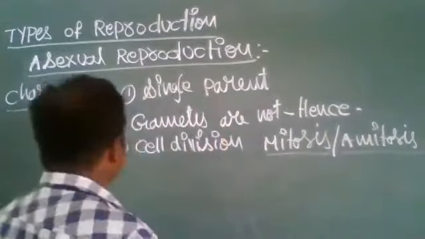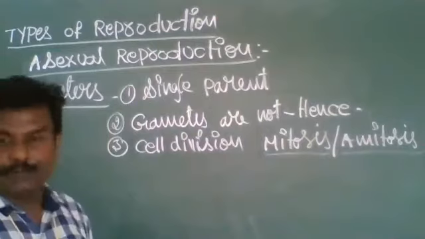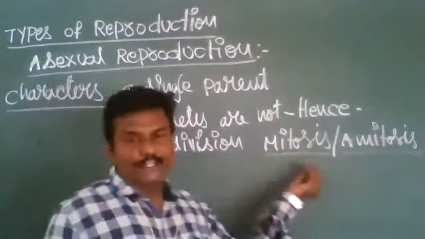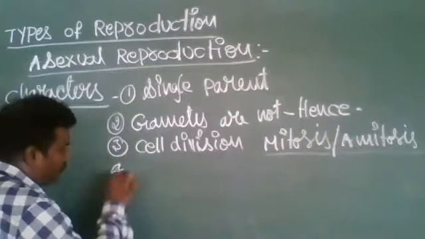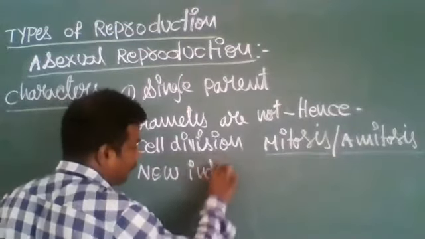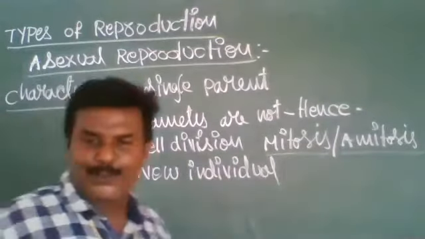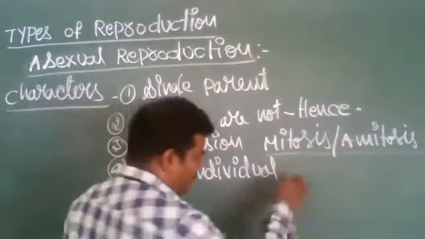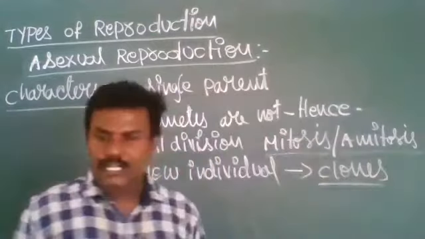So generally, the organisms which show asexual reproduction undergo cell division either by mitosis or amitosis. As a result of asexual reproduction, new individual organisms are formed. Those individual organisms are called clones.